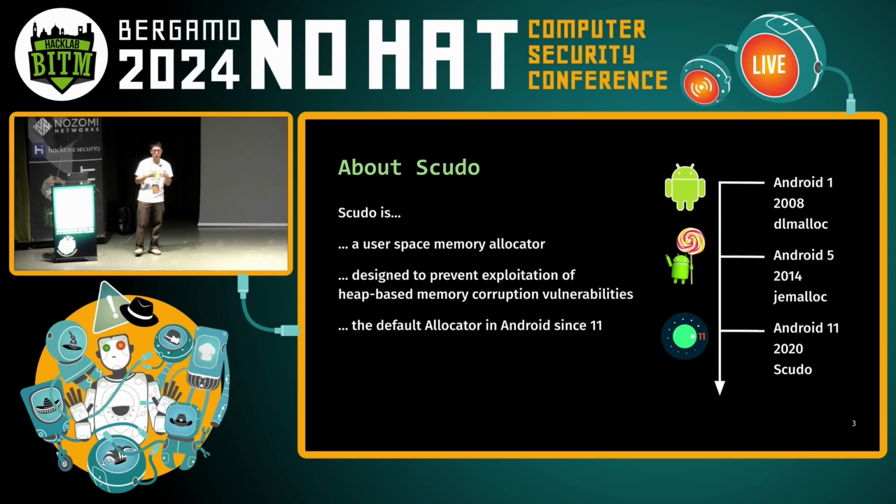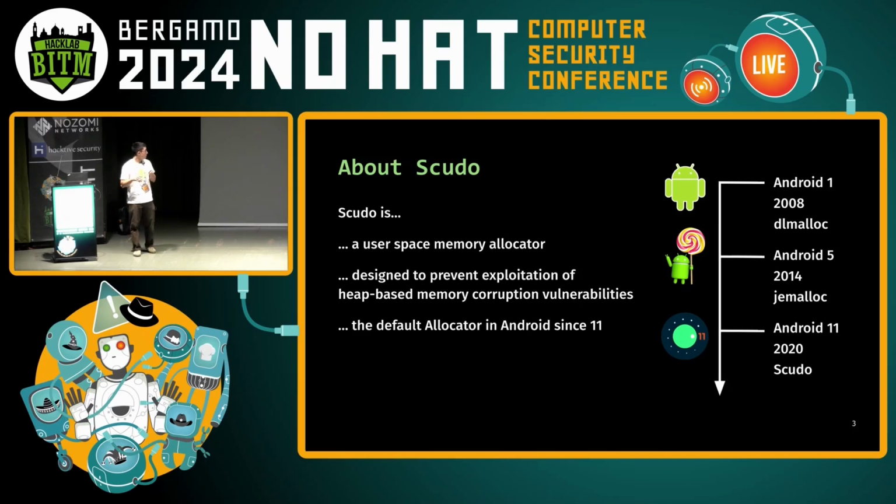There's two reasons why I'm talking about Scudo today. One is that Scudo is a hardened memory allocator. So it is designed to make the exploitation of heap-based memory corruption vulnerabilities either very difficult or even prevent the exploitation of those. And the second reason why Scudo is relevant is that since Android 11, so since 2020, Scudo is the default user space memory allocator in Android. So if you download the Android open source project and compile it, Scudo will be compiled into your standard library, and all user space programs by default will use Scudo.